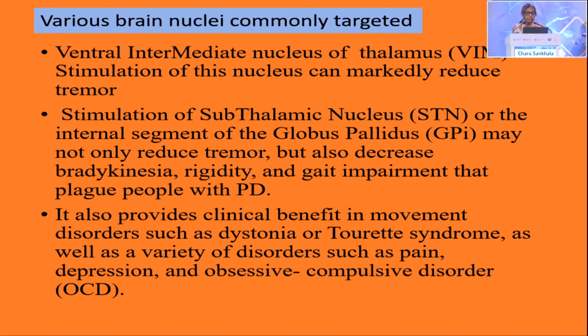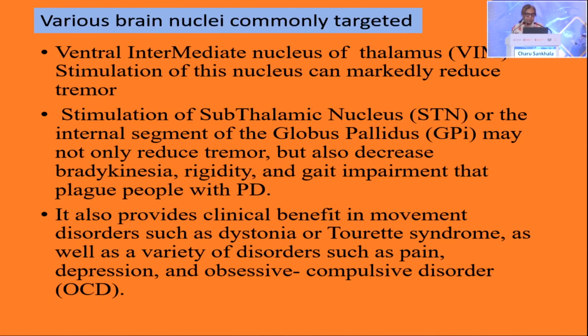Which are the commonest brain nuclei that we target? The ventral intermediate nucleus of the thalamus, we usually use to reduce tremors. The subthalamic nucleus and globus pallidus interna, we use to treat Parkinsonian symptoms. Both these nuclei not only reduce the tremor, but they also decrease the bradykinesia, rigidity, and gait impairment that plague people with Parkinson's disease.